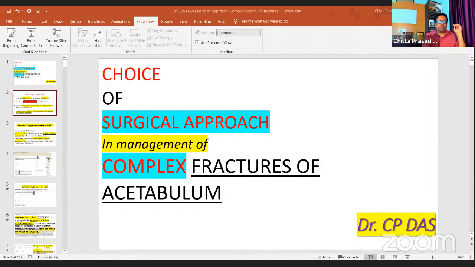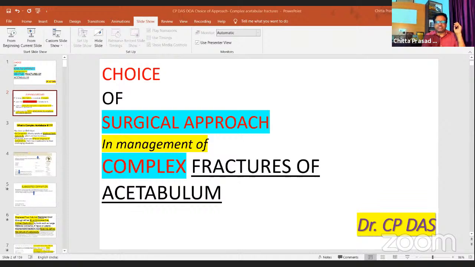This is from Timothy Bray from Reno, and he said that if you treat these displaced both column fractures with dual approaches, you get a significant advantage of visualization of the fracture reduction. This is what is stressed. A complex fracture, if reduced under vision, gives much superior results. So Dr. Helfet said single approach, he said dual approach.